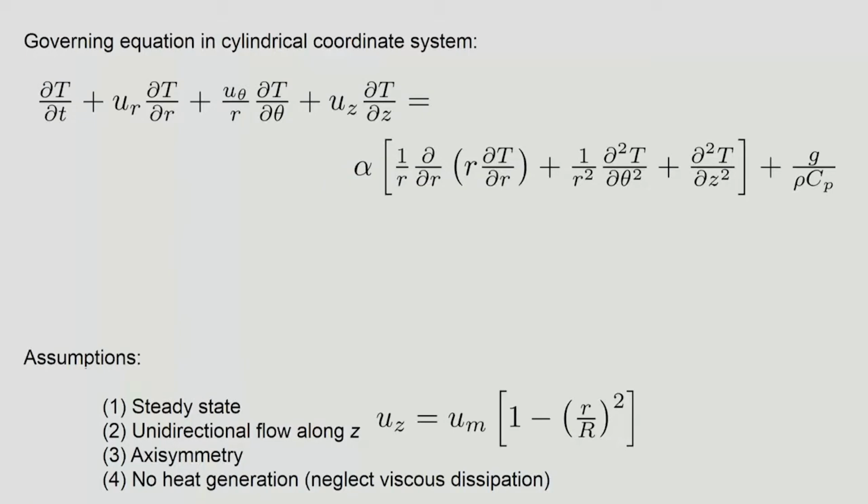The equation to start is basically the generalized Fourier heat conduction equation for a cylindrical coordinate system, and that is what is written here. You would see that this has many terms, and we are going to drop many of them. Steady state implies that we can drop this term, and the unidirectional flow is along the z direction, which means that u_r and u_theta are not there, so you could drop this term and this term. There is axisymmetry in the problem, so T is not varying as a function of theta. We will drop this term, and there is no heat generation term, and you could actually see that viscous dissipation is neglected.